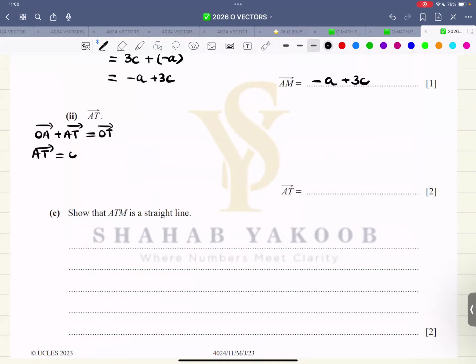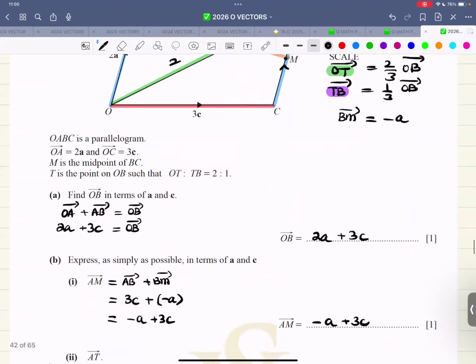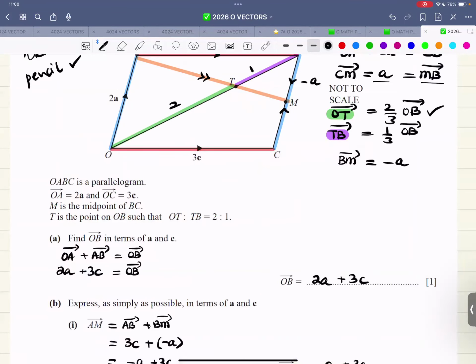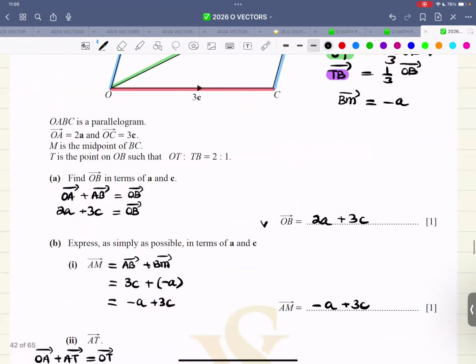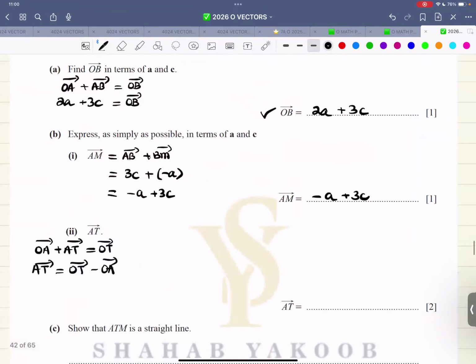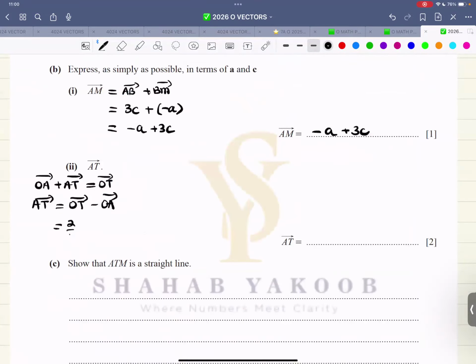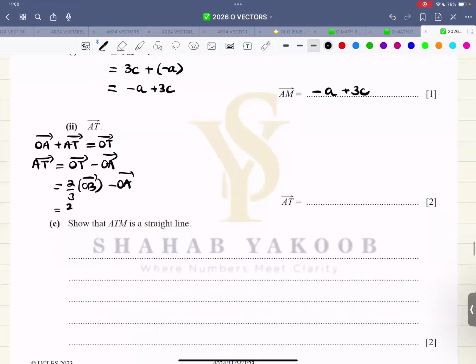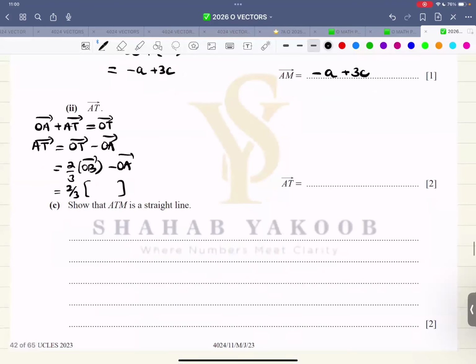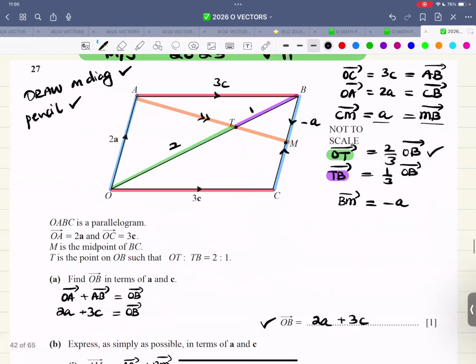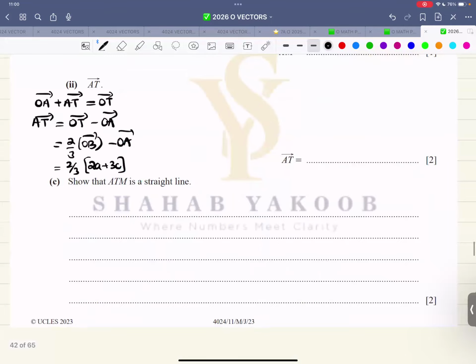AT, that is OT minus OA. What is OT? OT is over here, 2/3 of OB. What is OB? 2A plus 3C. So this is 2/3 of OB minus OA. Then write this as 2/3 of OB. What is OB? OB is 2A plus 3C. 2A plus 3C minus OA. What is OA? That is 2A.